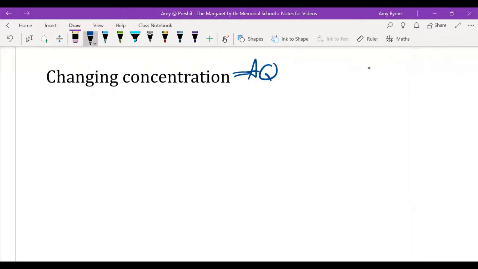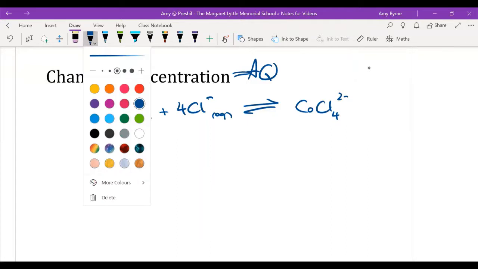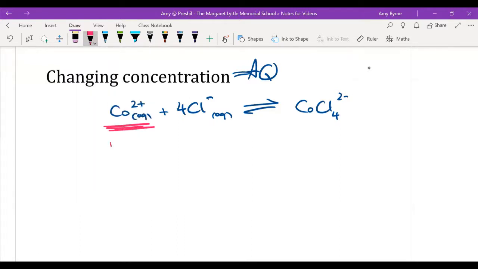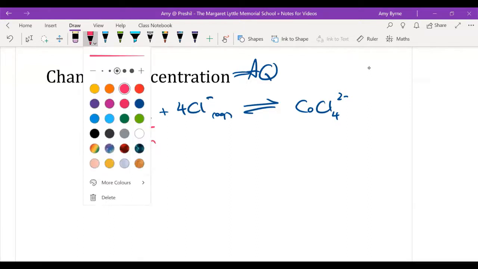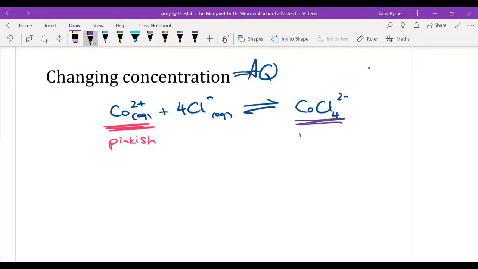So let's talk about CO, and I'm not going to do the complex ion. So these are both aqueouses, sorry. And this is in equilibrium, and COCl4 overall 2 minus. Okay, so this thing here is a really pretty pinkish color. And this guy over here is actually like a purpley blue.